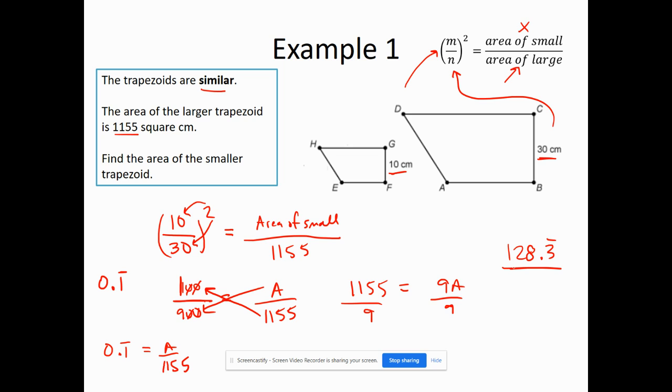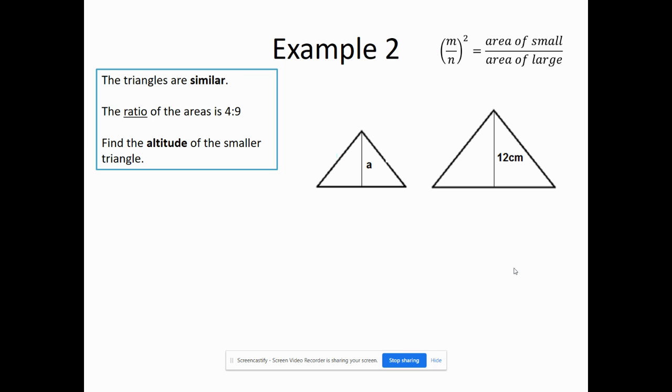Okay, example 2. So example 2, we've got similar triangles. This time we're told the ratio of the areas is 4/9. So the 4/9 is actually this part. And then we're missing the altitude of the smaller one, so that goes in here, and the altitude of the bigger one goes here. So a over 12 squared equals 4/9.